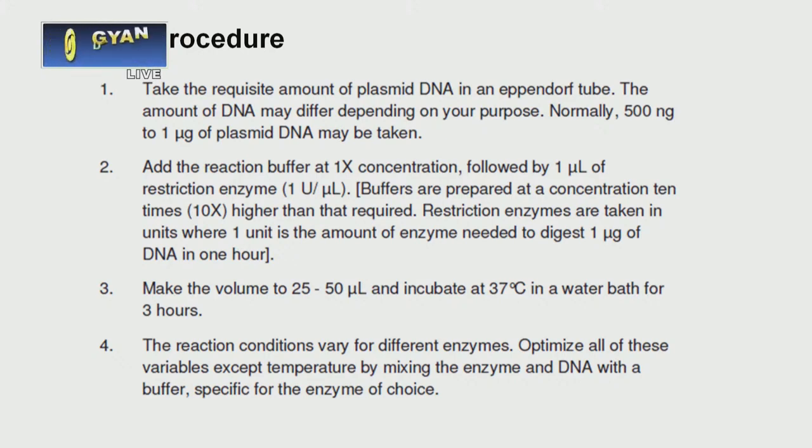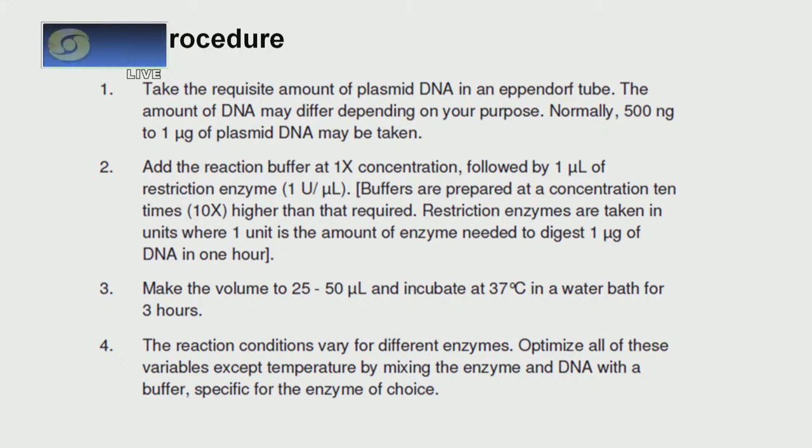Now the question that comes to mind is how much DNA should we take? You have already learned how to quantify DNA, that is, spectrophotometrically. So normally 500 nanogram to 1 microgram of DNA may be taken. This is a range, and for different plasmids, we have to use different concentrations of the plasmid DNA. Then you have to add the reaction buffer. Normally the buffers are available in 10x concentration, and you have to use it at 1x concentration. So if you have a reaction mixture of total volume 50 microliter, you have to take 5 microliter of buffer because it is 10x and you have to use 1x. So if you set up a 50 microliter reaction, you have to take 5 microliter of buffer.